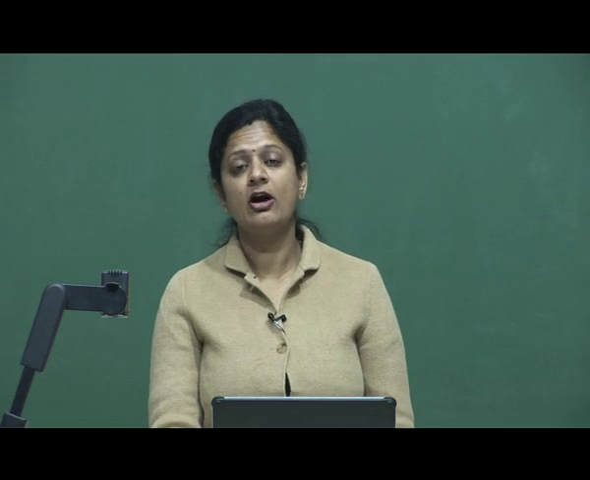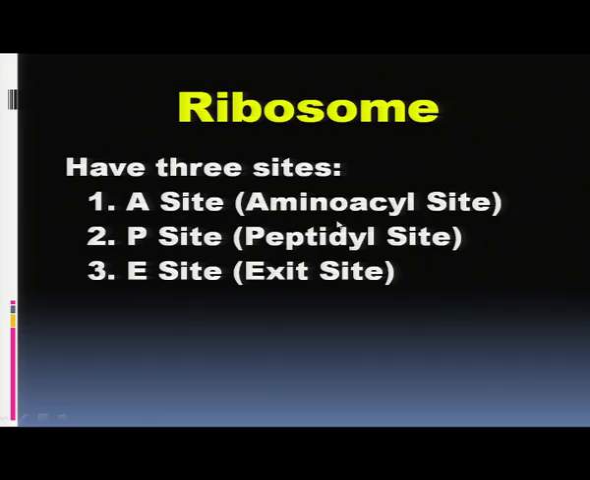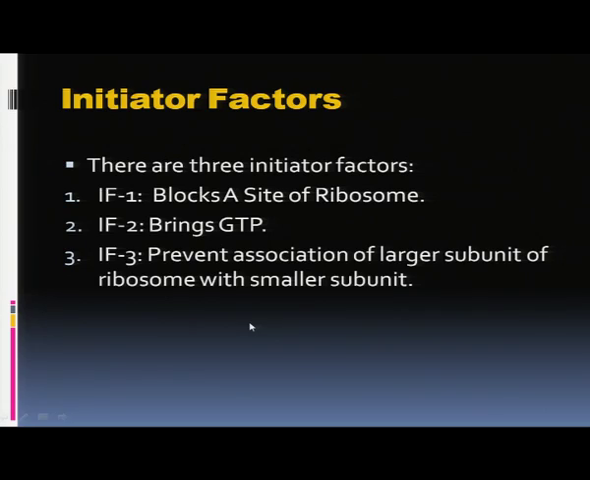So, these are the 3 main important sites of ribosomes which help in protein synthesis. The first one is the A site, that is amino acid site, the second one is the P site, that is peptidyl site, and the third one is the E site, that is exit site.